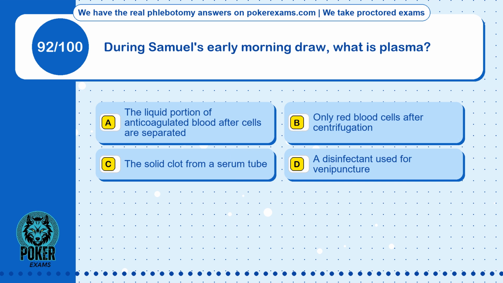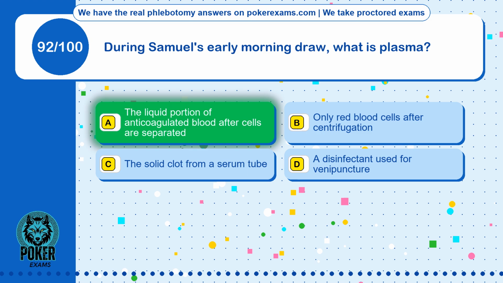Question 92. During Samuel's early morning draw, what is plasma? Option A. The liquid portion of anticoagulated blood after cells are separated. Option B. Only red blood cells after centrifugation. Option C. The solid clot from a serum tube. Option D. A disinfectant used for venipuncture.